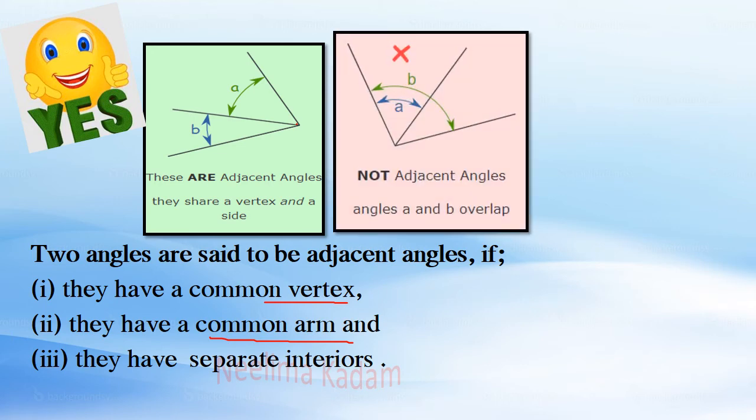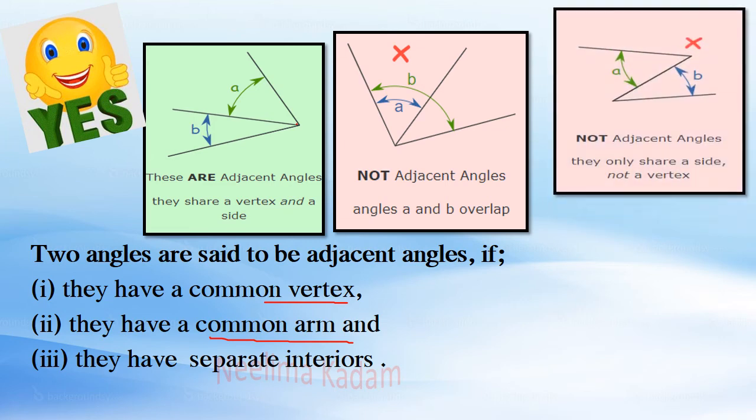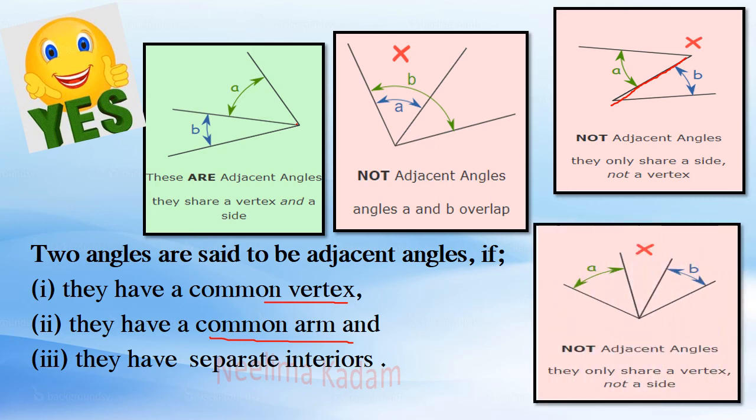Here, they are not adjacent because angle A and B are overlapping each other. The interior of angle B also includes the interior of angle A. Therefore, these are not adjacent angles. Here, they are also not adjacent. Why? They share a side, this is a common side, but there is no common vertex. Their interiors are also separate, but no common vertex. Therefore, these are also not adjacent angles.